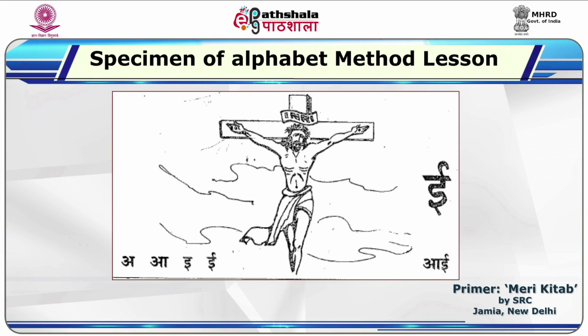Now take one more lesson. This picture is from Meri Kitab, a primer. This picture is seldom understood. Therefore, before introducing E, the teacher asks the learner to name their friends. A Christian name sometimes pops up, but generally not. Then he asks the question, have you heard such names as Mary, Paul, Joseph, or have you seen a church? The answer is generally yes.